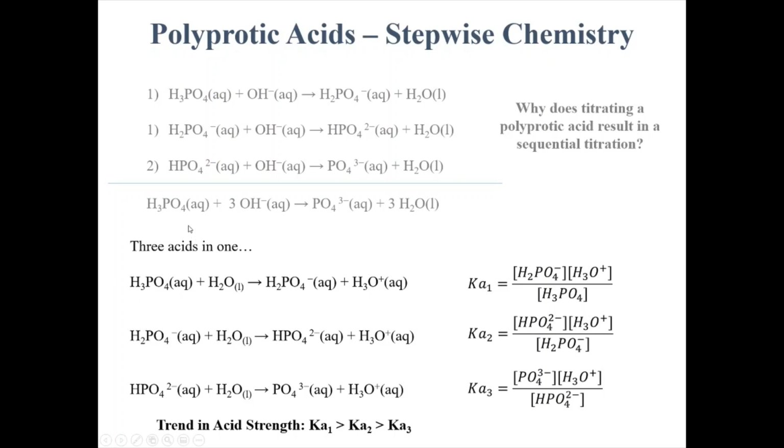Once the H3PO4 is all gone, then the only thing that's left is the next strongest acid, H2PO4 minus. So then it starts reacting with that one, and then finally, when that one's all used up, it reacts with the HPO4 2 minus. So the reason why we get this sequence is because of the decreasing acid strength as we go to fewer and fewer protons on the acid.